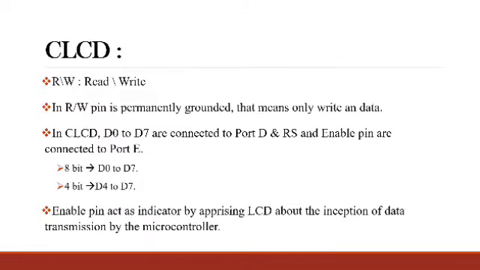In the CLCD, there is an R/W line. The R/W means the read and write pin. The R/W pin is permanently grounded, which means we only write data. In the CLCD, D0 to D7 are connected to port D, and the RS and enable pins are connected to port E.